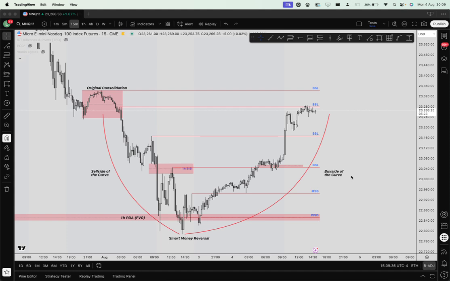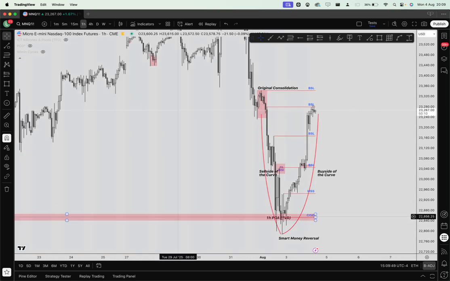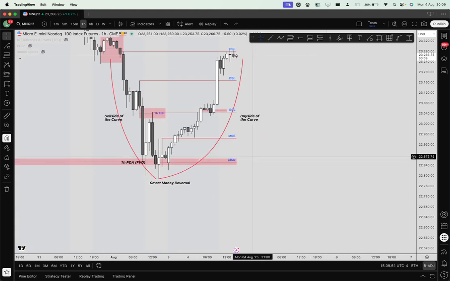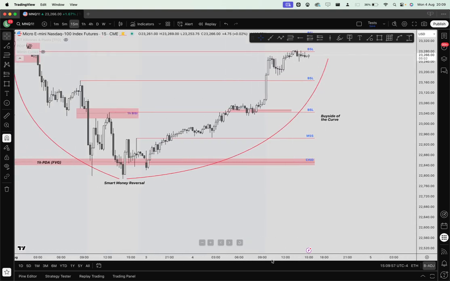We have the original consolidation at the top left. We have the sell side of the curve going down, creating PD arrays and also liquidity. We hit into this 1 hour PD array, which in this case is a fair value gap. As you can see, if we go onto the hourly time frame, we do not close below this level. We remain at this level. We then react off of it on the 15-minute time frame.